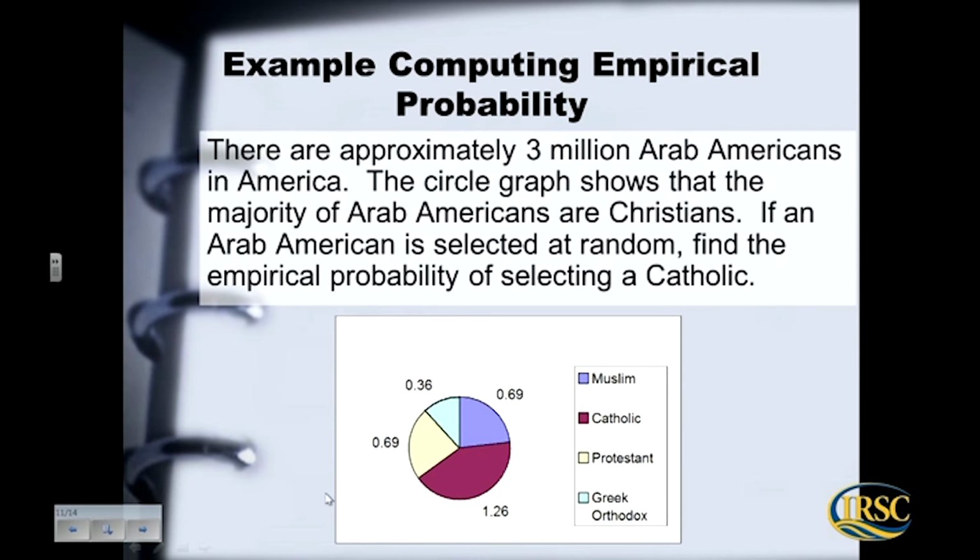So again, try to put your fraction into words first. So the probability of selecting an Arab American that is Catholic would be the number of ways of selecting an Arab American that is Catholic over total number of possible outcomes, or you could just say total of Arab Americans in America. Either way you want to look at it.